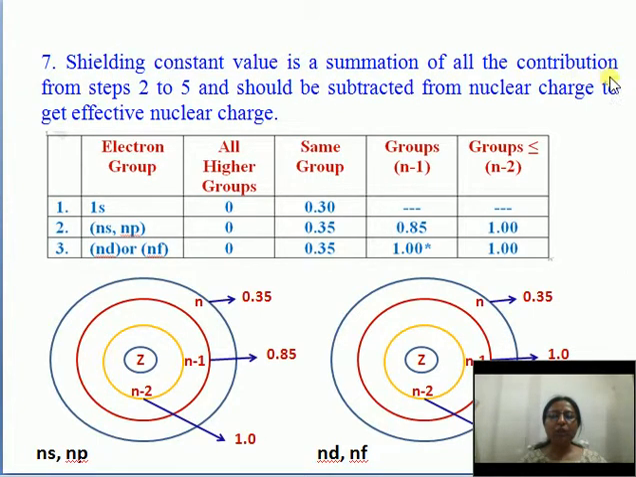This is the 7th rule of Slater's rule. It says that the shielding constant value is a summation of all the contributions from steps 2 to 5 and should be subtracted from the nuclear charge to get the effective nuclear charge. That means Z star is equal to Z minus sigma.